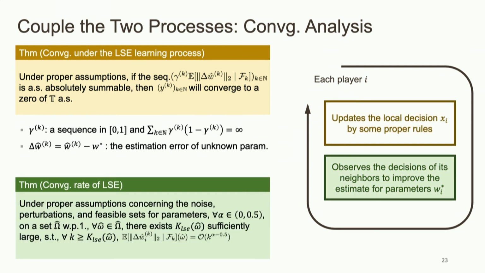And our next result says something about the decaying rate of the parameter estimation error. It says that on a random sample set with probability 1, for any random sample omega hat from this set, starting from some iteration, the parameter approximation error will decay at a rate approximating 1 over the square root of k.